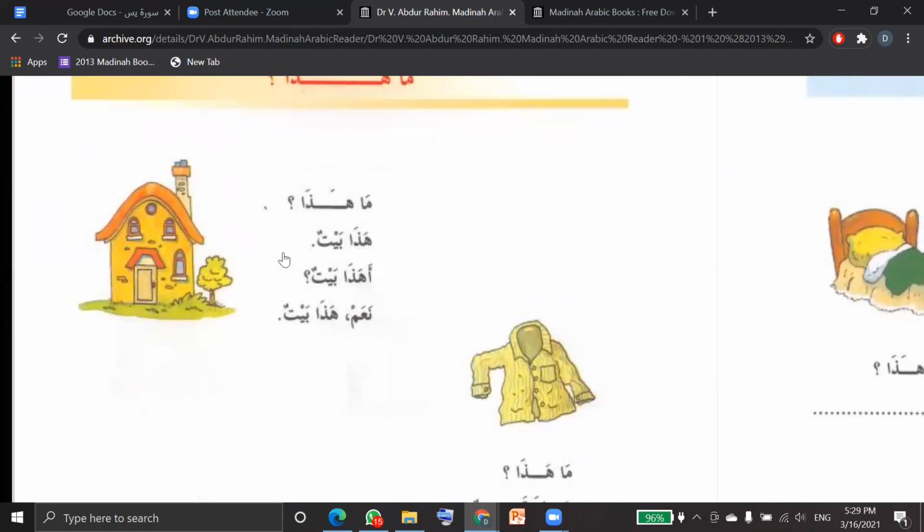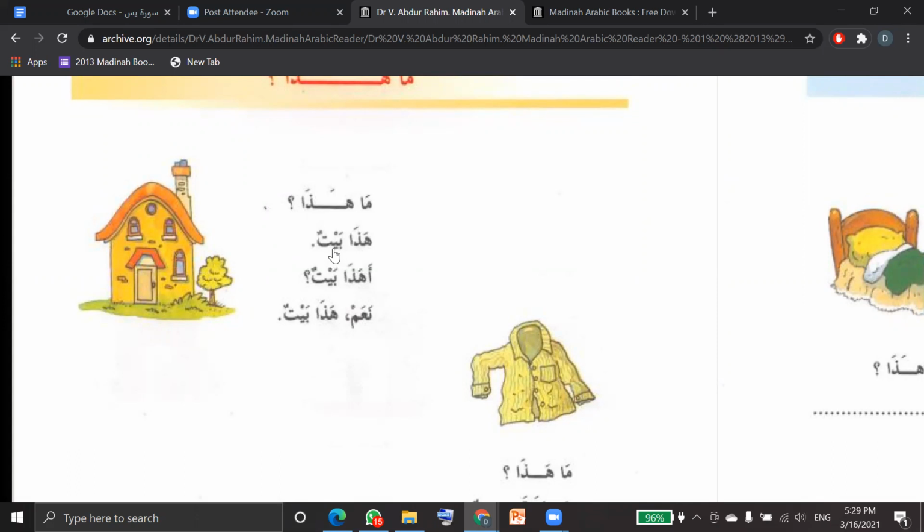Ma haza. Haza baitun. Okay, you read with me, and then you tell me the English translation. Ma haza. What is this? Then you say it.